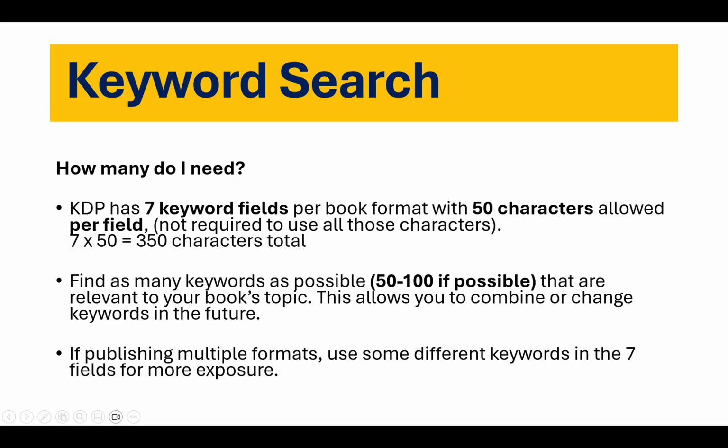How many keywords do you need? Well, in KDP, when you're setting up your book, there's 7 fields that they give you. So there's 7 keyword fields. But in those 7 fields, you can have up to 50 characters. Not words, characters. You don't need to use them all, but you can have up to 50.